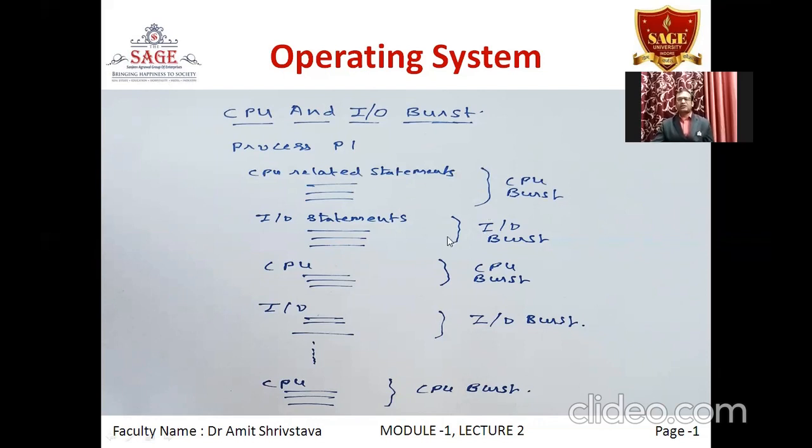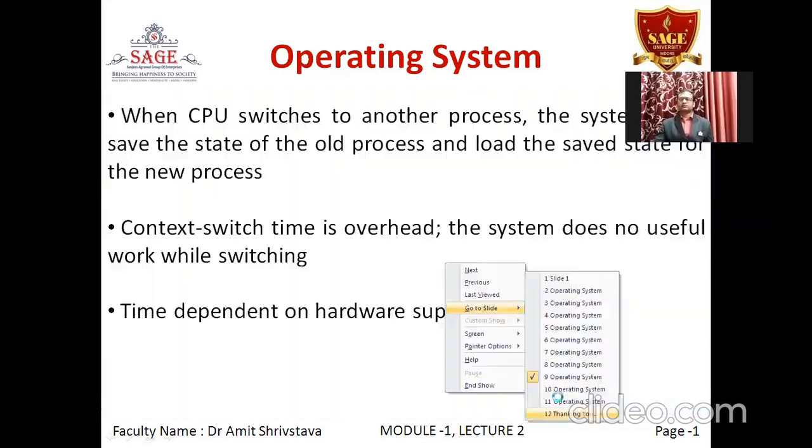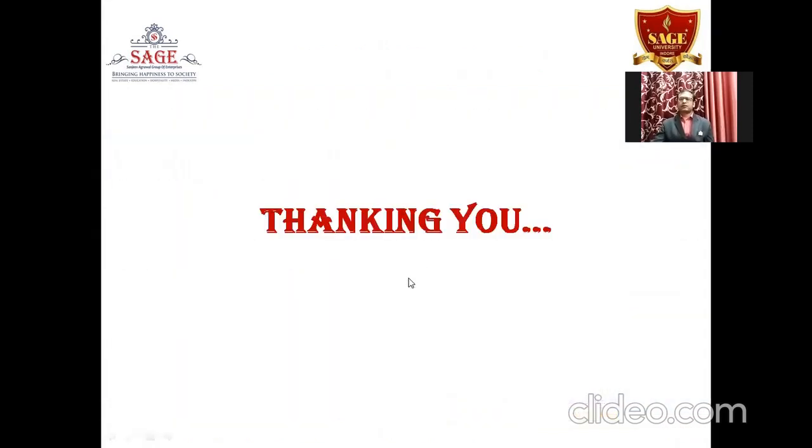Again, the IO burst comes, then the CPU burst comes, and the IO burst comes, and so on. In any process, always the first kind of burst will be a CPU burst, and the last burst will also be a CPU burst, and in between we have the CPU burst and the IO burst in alternate fashion. Okay, so thank you.